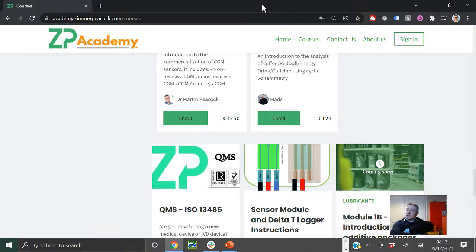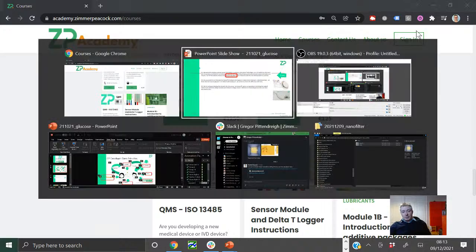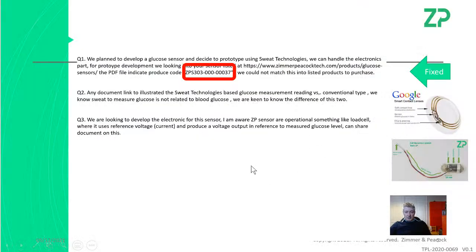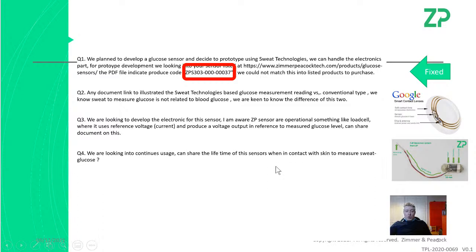Nick here is asking, if sweat is not able to detect accurately, what would you suggest as our path? Okay, that's a different question. So let me finish answering. Nick's just asked a different question, so I will answer that as well.